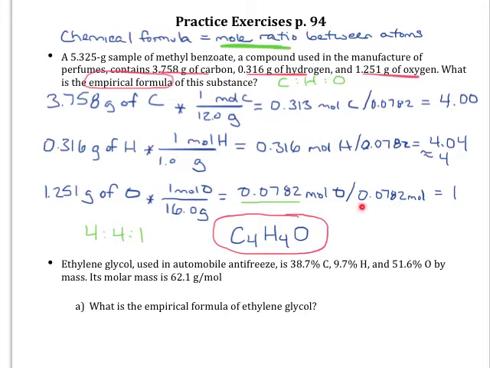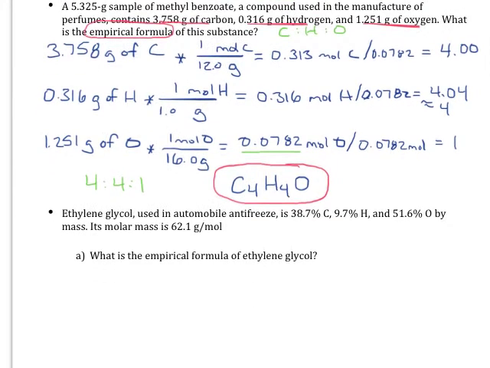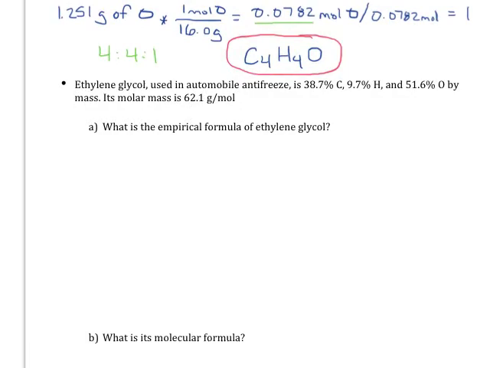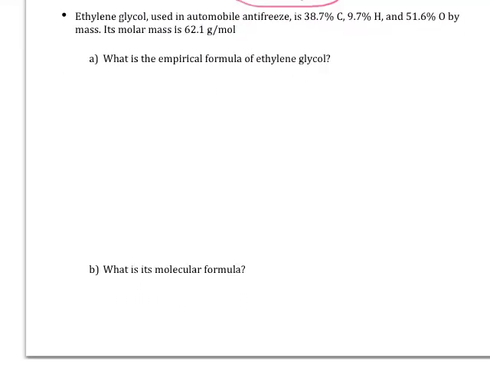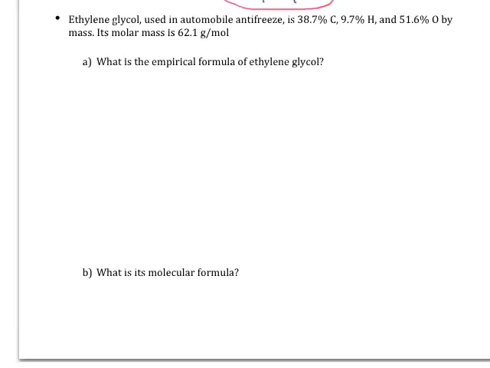We identified the smallest, we divided all of them by the smallest, so we can get whole numbers for this ratio. So if you look at the way the second problem is set up, this time they're not telling us how many grams of everything we have, they're giving us percents. Specifically, they're giving us percentages by mass or percent compositions.